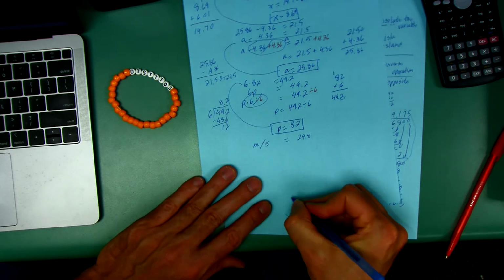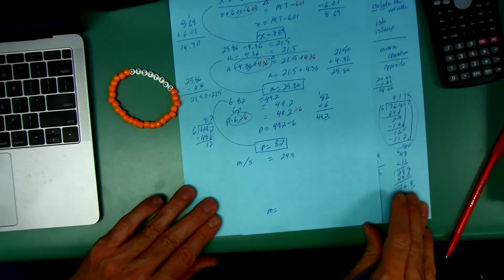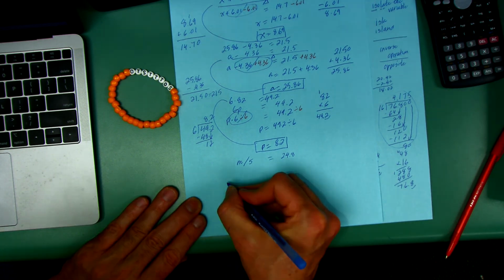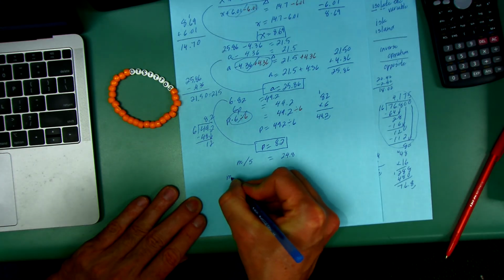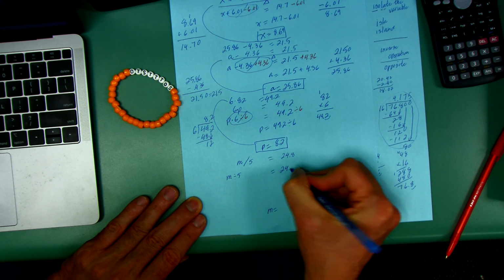Times 5. If I multiply that side by 5, I want to stay in balance by doing the same exact thing to the other side. Now, these are opposites. They cancel each other out. All that's left here is m. On here, I just have a math problem. It's no longer algebra. It's just math.